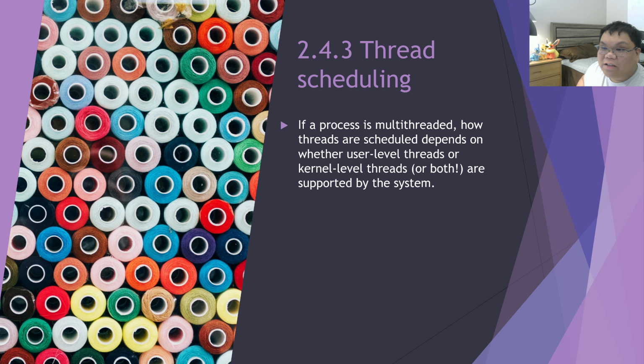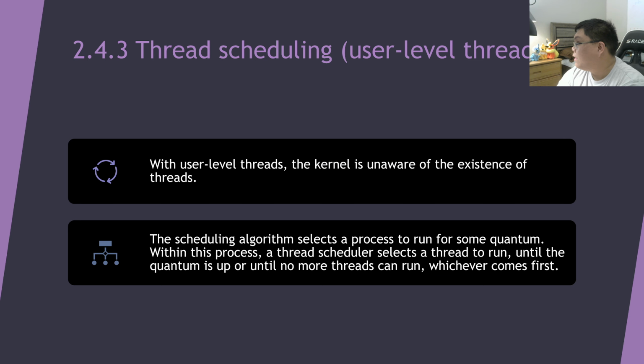Let's talk about thread scheduling. If a process is multi-threaded, how threads are scheduled depends on whether user-level threads or kernel-level threads, or both, are supported by the system. With user-level threads, the kernel is unaware that threads even exist.